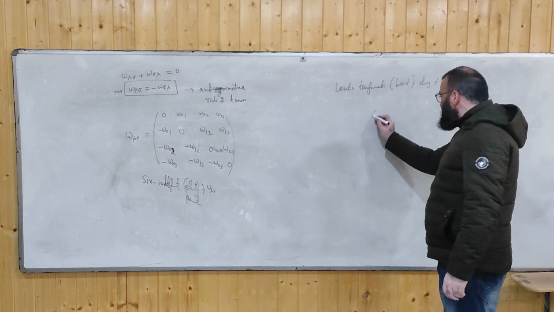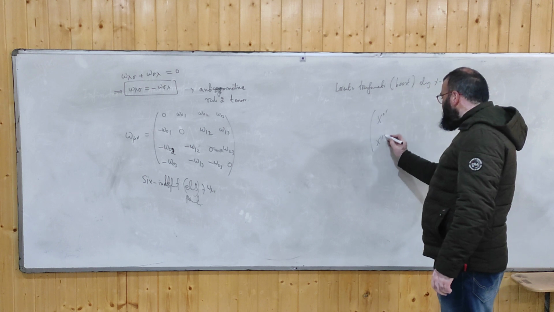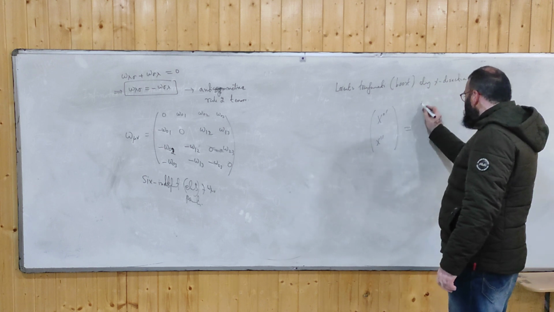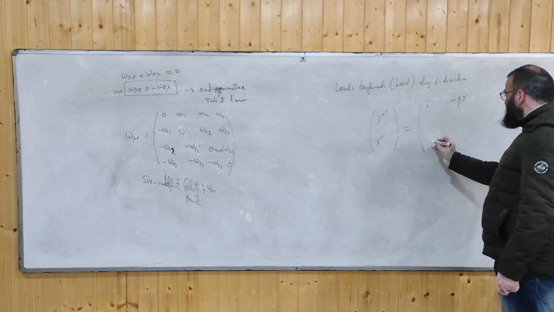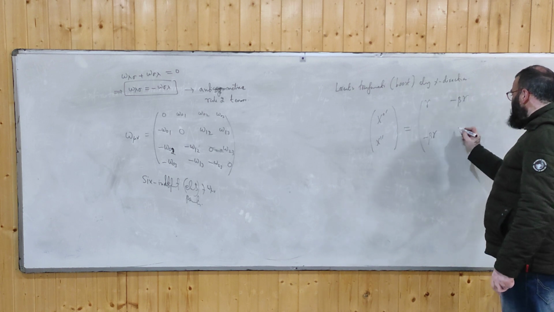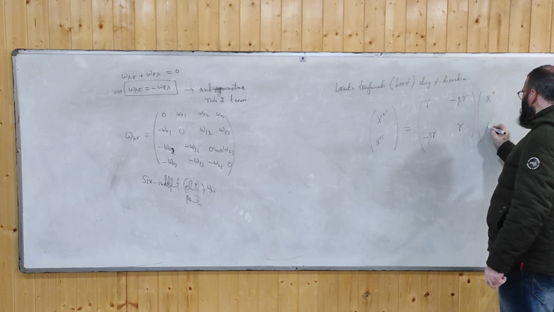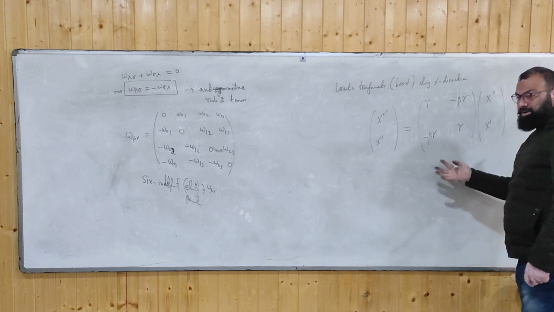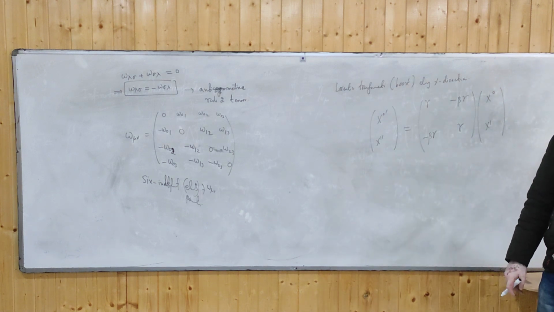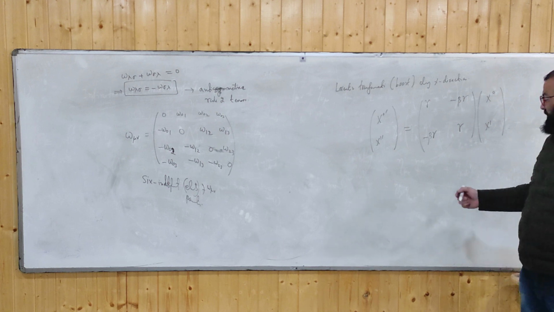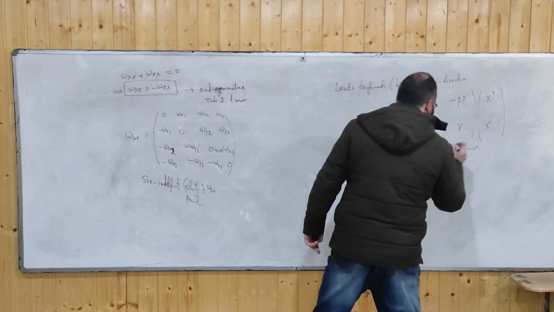So I have x0 prime and x1 prime equal to the matrix gamma, minus beta gamma, minus beta gamma, and gamma, acting on x0 and x1. Clear? So now this is the complete boost. Now let's take the infinitesimal change.